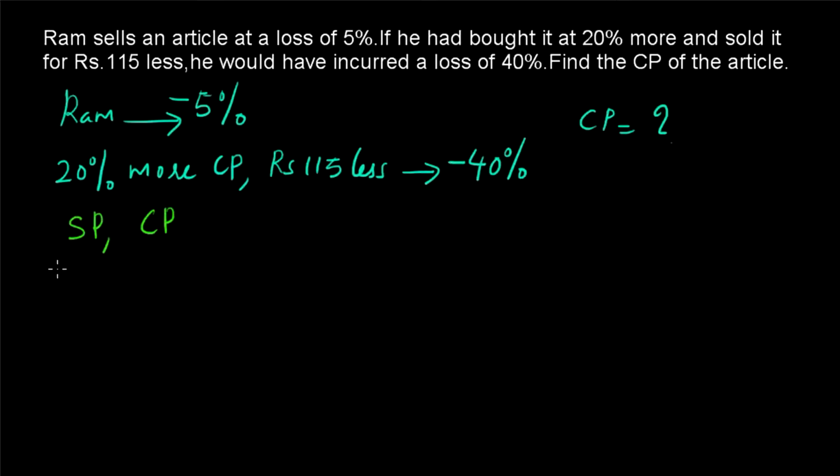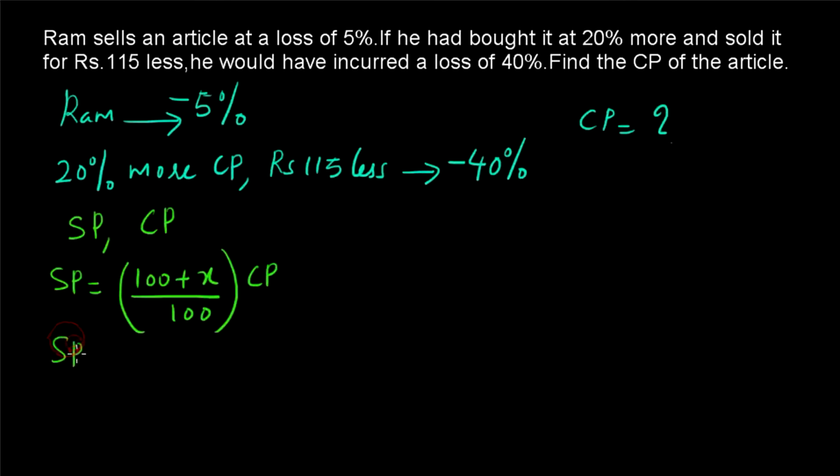So how will the formula come? We know that SP is equal to (100 plus X) by 100 into cost price. If it is a loss, this X will be a negative number. So here we will have SP is equal to (100 minus 5) by 100 into CP. So it will be 95 by 100 into cost price.